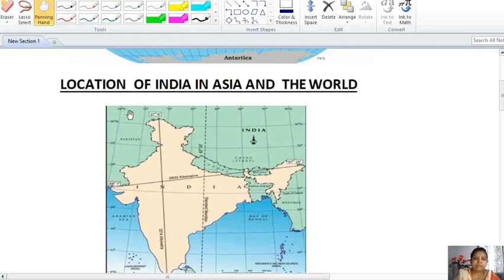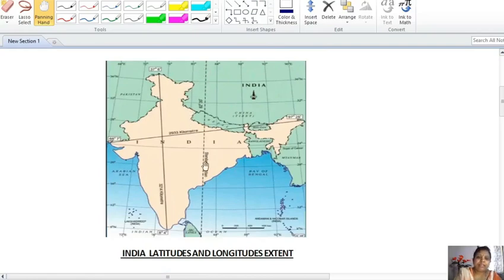And here they have written all these important degrees where the location of India is located. 82.5 degree east longitude, the central meridian of India, which is passing through Allahabad, is called the Indian Standard Time, based on the central meridian of India. So this is very important.